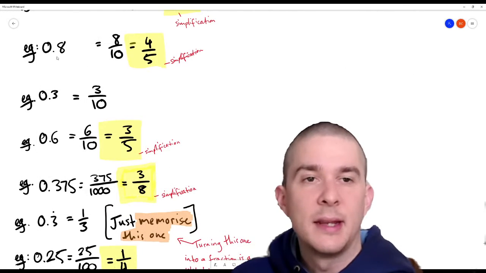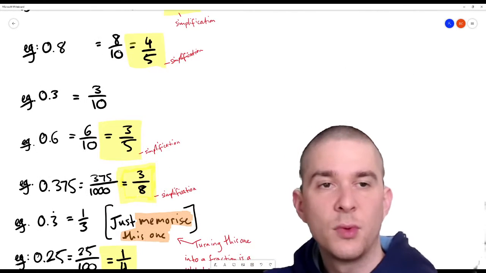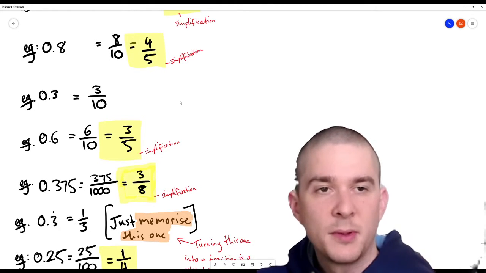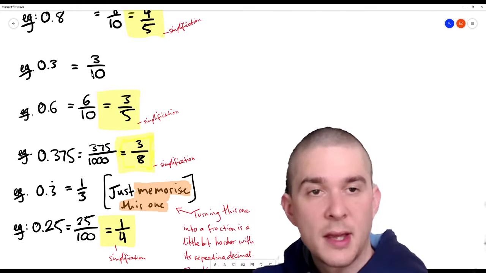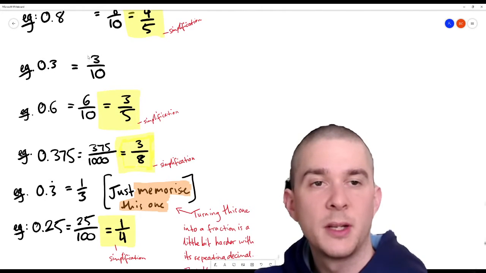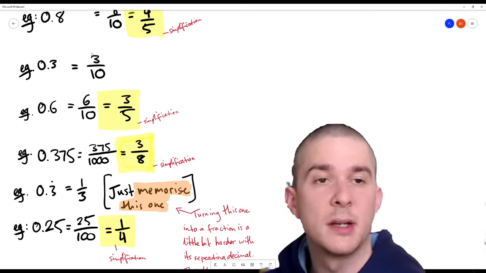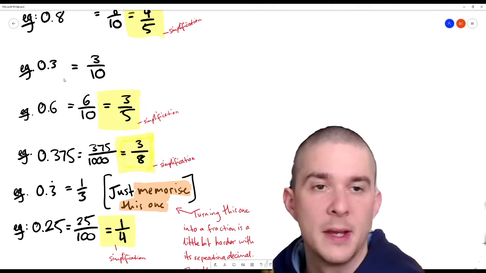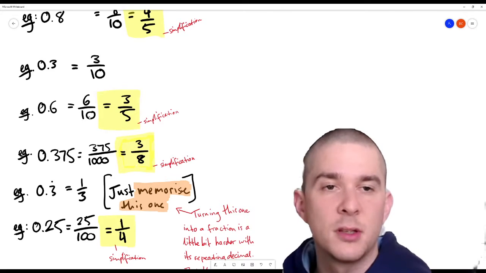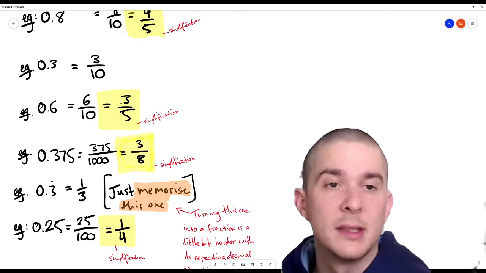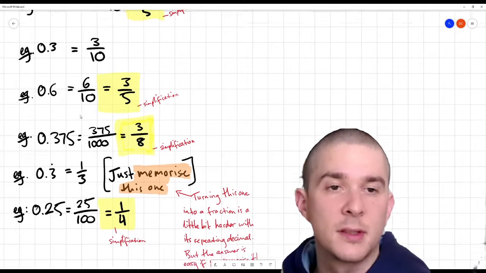0.8. The 8 is in the tenths position, so 10 will be our denominator, and 8 will be our numerator, and this one simplifies. 0.3. The 3 is in the tenths position, so 10 is our denominator and 3 is our numerator, and this one does not simplify. 0.6. The 6 is in the tenths position, so we use 10 as our denominator and 6 as our numerator. This simplifies to 3/5.